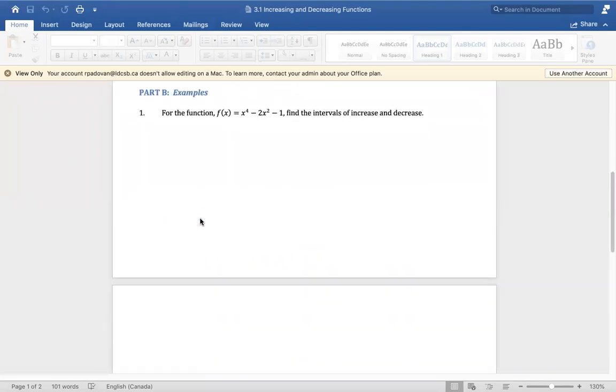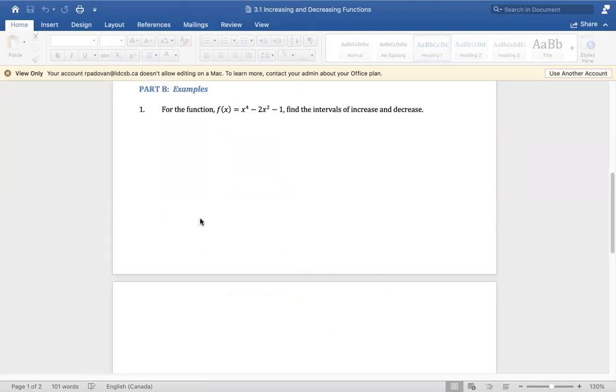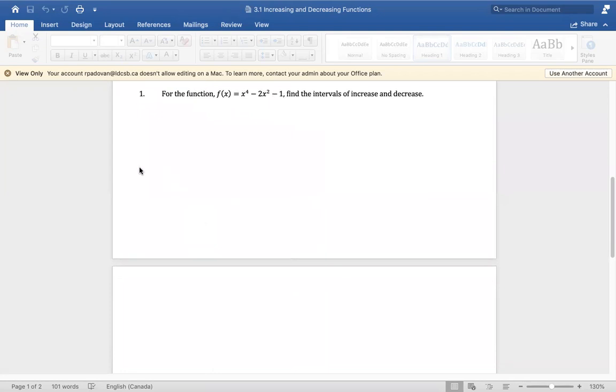Let's look at an example. For the function f of x equals x to the power 4 minus 2x squared minus 1, find the places where the original function is increasing and the sections where the original function is decreasing. So we already know that we need to get the first derivative to help us with that, right? So let's just write that down. The first derivative will help us with this.